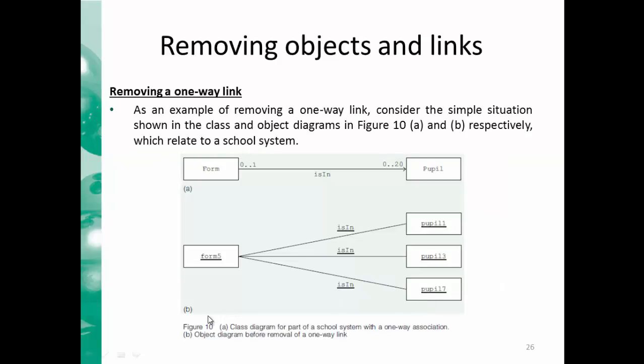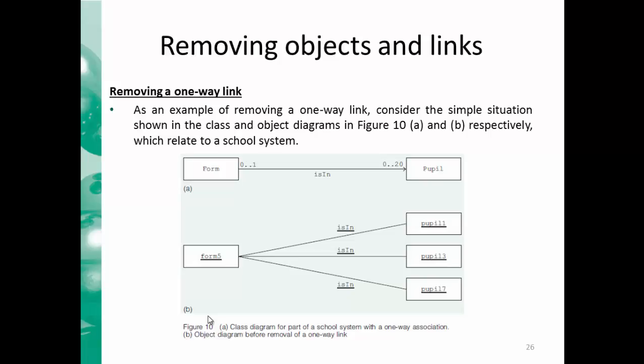Now consider the situation, and we'll have a look at the case where we remove a one-way link and the case where we remove two-way links. In this example, you see that the form, which is part of a school system, is associated to the class pupil. So you find that there is a navigation from form to pupil, and in that case, we have only a one-way link. The class form has a reference to the class pupil, where the opposite is not there.